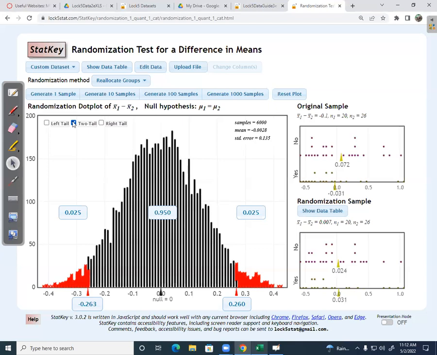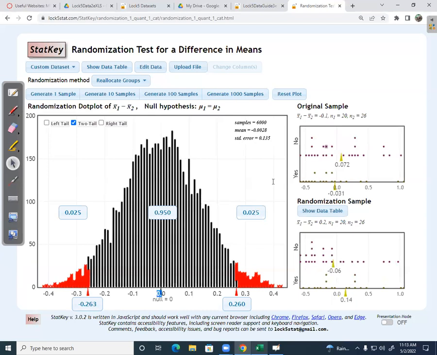Now, we also should calculate the p-value. We haven't done that. All we did is look at the graph and say, right, x bar 1 minus x bar 2, the difference in our sample means is negative 0.1. That falls down here on the graph, which is in the black region, which means it's close enough to what I was thinking, which would be no difference.